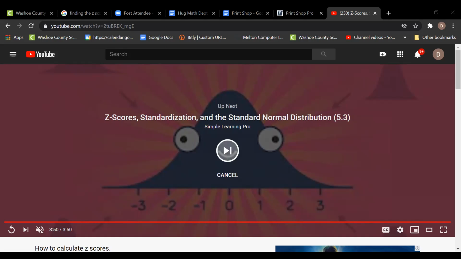All right, so then convert Einstein's IQ to a z-score. So z is equal to x minus the mean over the standard deviation. X is going to be 160 minus the mean 100 over 3.5. So that's going to be 60 divided by 3.5, which is going to give you 17.14.